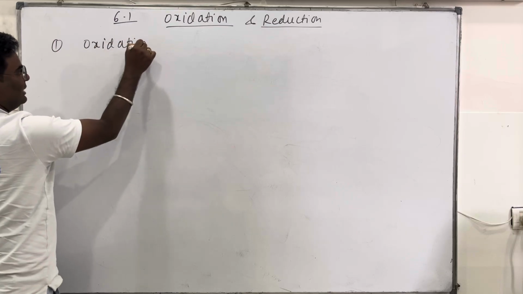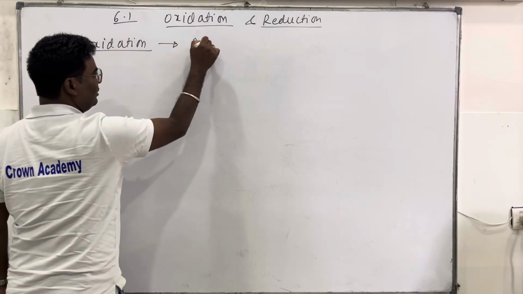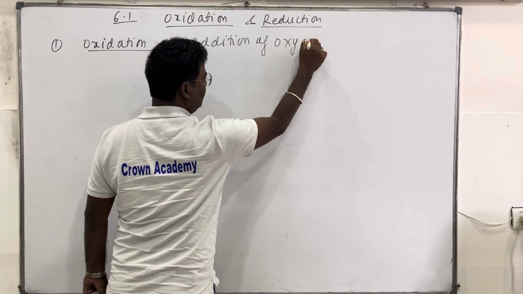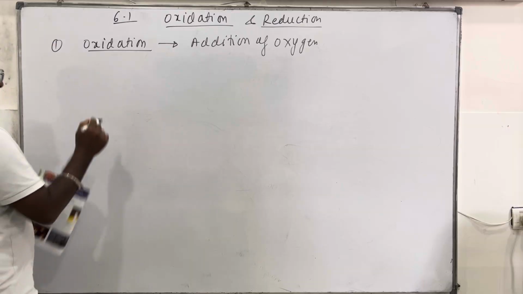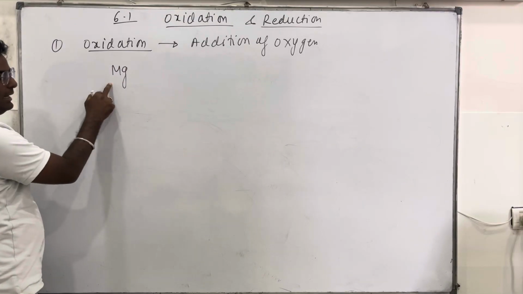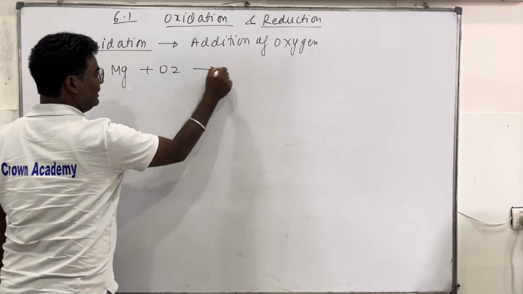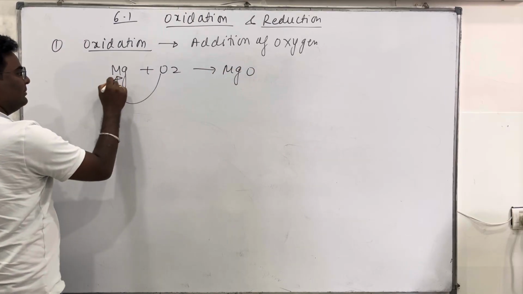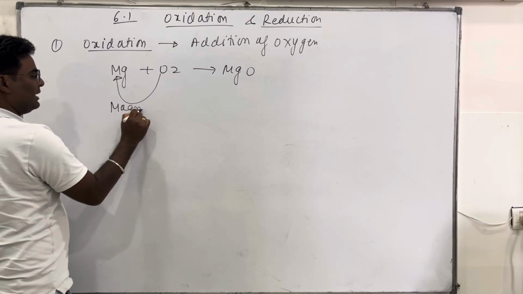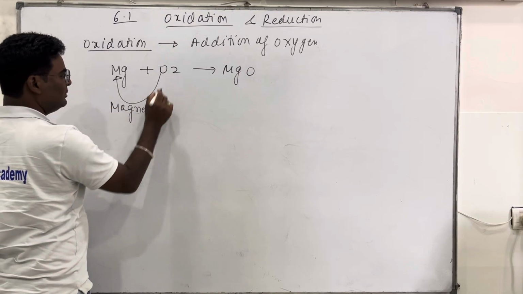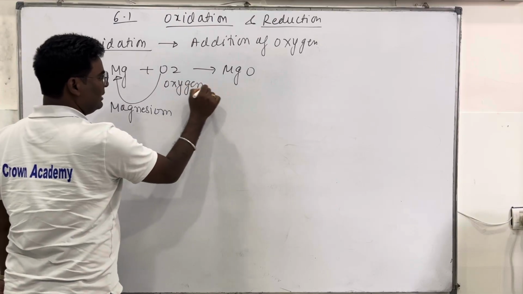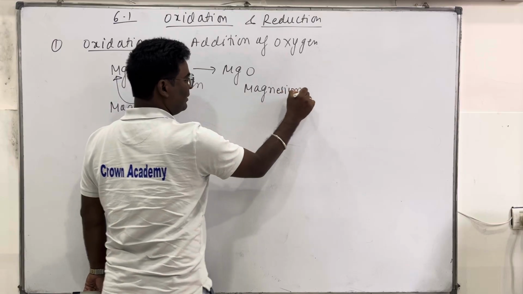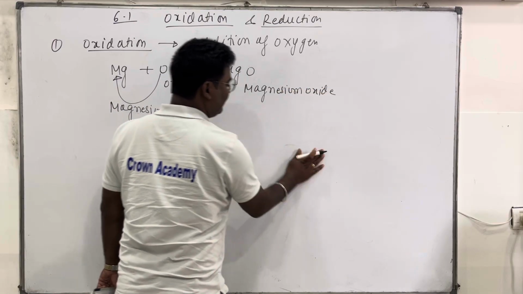Simply, oxidation means addition of oxygen. Look at the example. When we burn the magnesium element in the presence of oxygen, it is called oxidation. Here oxygen is added to the magnesium. Mg is magnesium, O2 is oxygen, and MgO is called magnesium oxide.